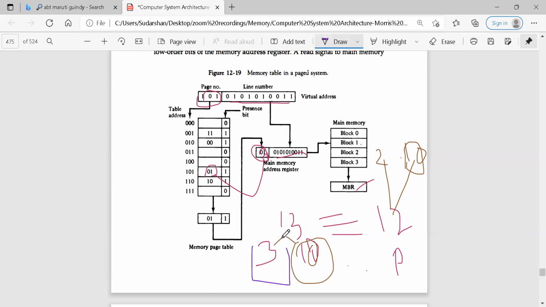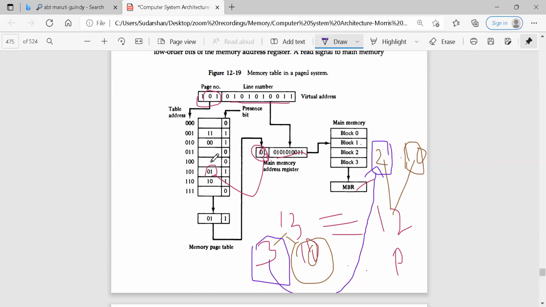These 3 bits are mapped onto a 2-bit block number or frame number. The 3-bit page number is mapped onto a 2-bit block number or frame number. So the 13-bit virtual address is mapped onto a 12-bit physical address which is available. This is what we call virtual memory.